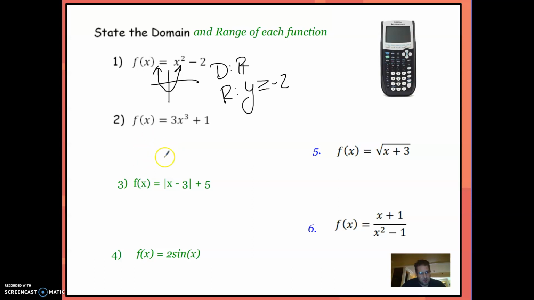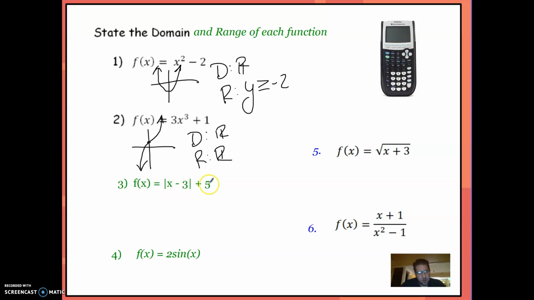So cubic function, so you know cubic functions look like this, but it's also got a vertex that's here. So it looks like that. Oh, I'm sorry, I did cubic root function. Let me try that again. So it's going to look like this. So the domain is going to be all real numbers, and the range is also going to be all real numbers. Number 3, absolute value.